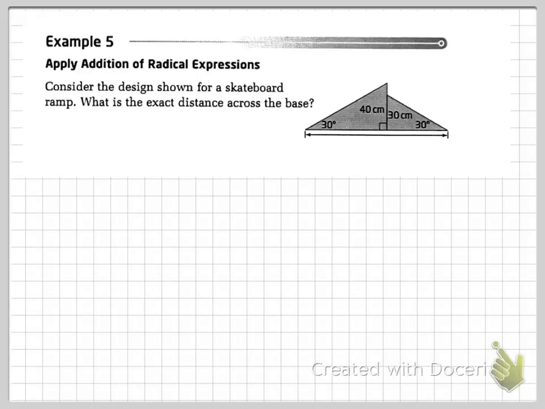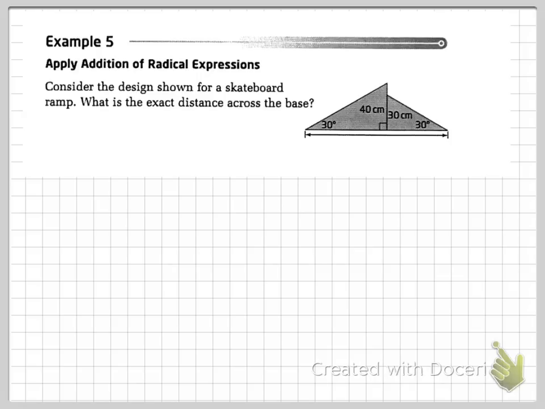Okay, let's wrap up 5.1 by completing example 5. Now, this is about applying the addition of radical expressions. Consider the design shown for a skateboard ramp. What is the exact distance across the base?